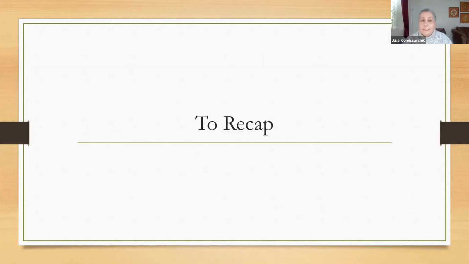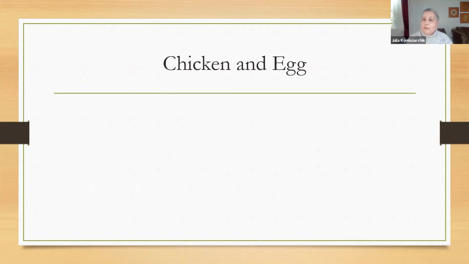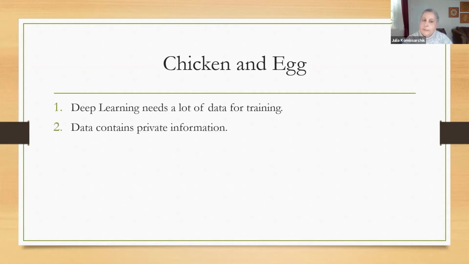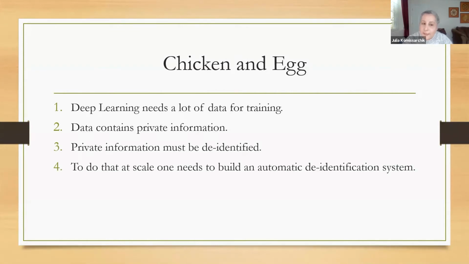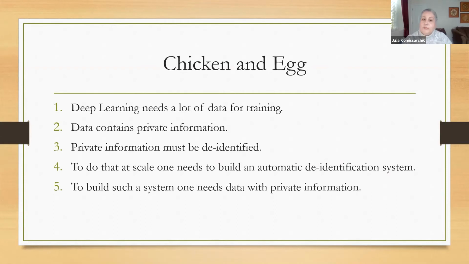Well, let's recap. This is not necessarily just healthcare specific. It's true for any vertical where you have personal information. The first one is deep learning needs a lot of data for training. Data contains private information. Private information must be de-identified. To do that at scale, one needs to build an automatic de-identification system. To build such a system, one needs to do it with private information. And we just went to the first one, right? So it's just like a catch-22.